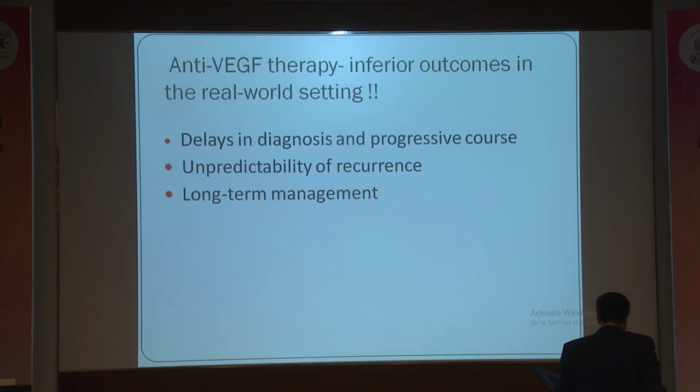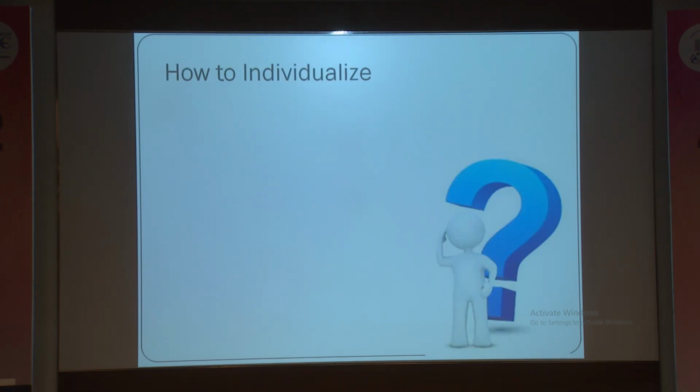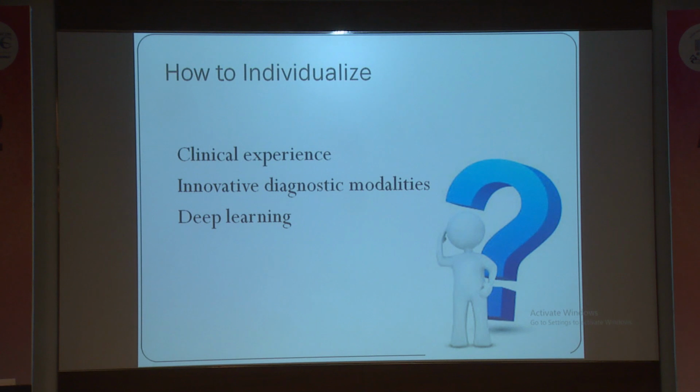Anti-VEGF therapy is claimed to be quite promising in different studies, but in the real-world scenario we do not see that kind of outcome because of delay in diagnosis, progressive courses, unpredictability of recurrence, and the long-term management needed for these types of cases. So how to improve outcomes? The solution is individualization and personalization of treatment. How to individualize then? Number one, your clinical experience. Number two, innovative diagnostic modalities and their correlation. And number three is deep learning.